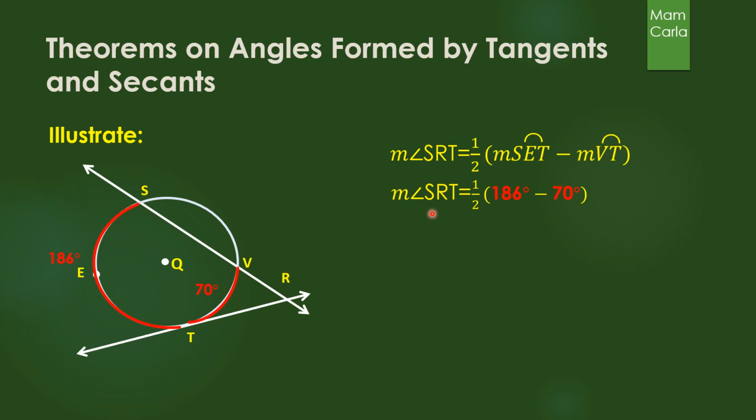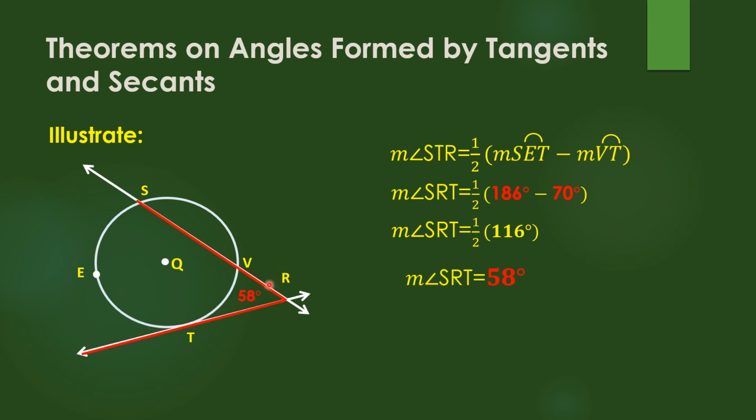So the measure of angle SRT is 1/2. Substitute the value of arc SVT, which is 186, minus the measure of arc VT, which is 70. So 186 minus 70 is 116. And then we are going to multiply 116 by 1/2 or simply divide 116 by 2. So the measure of angle SRT is 58.